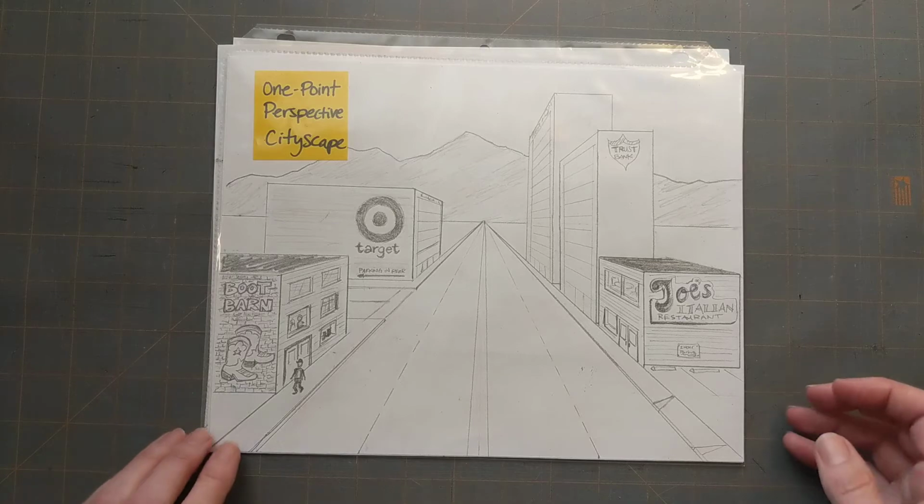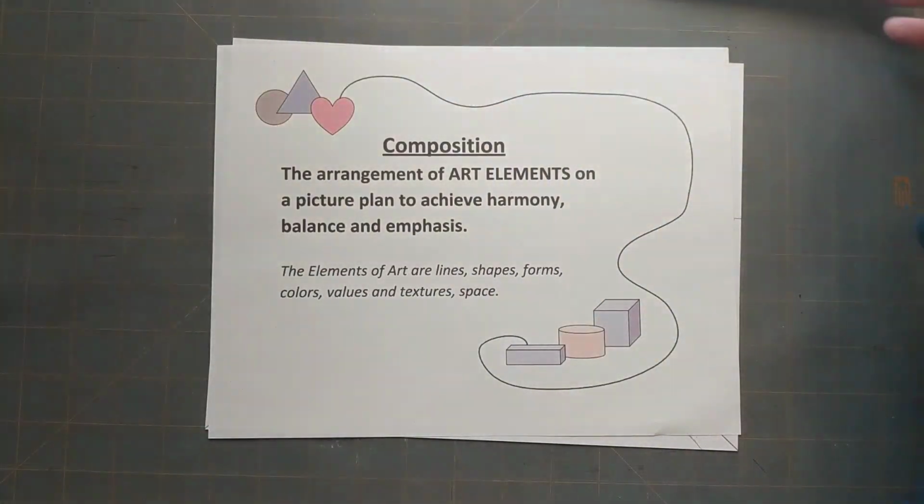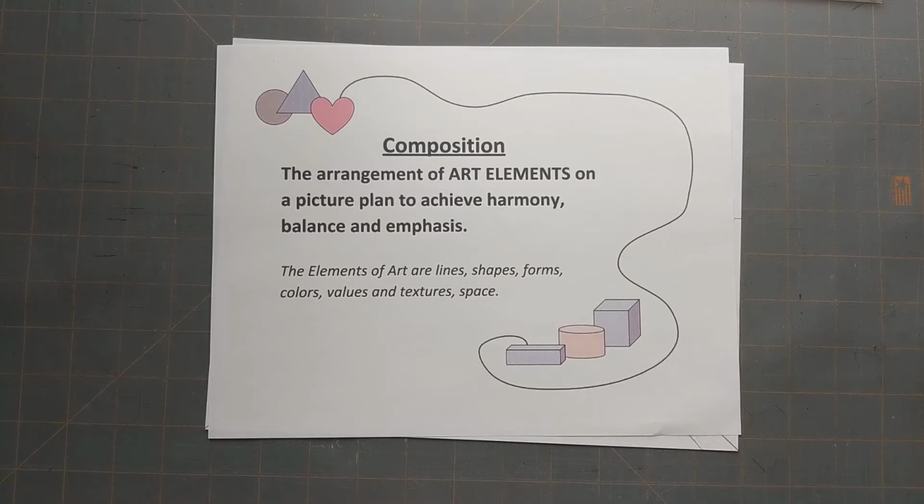And what is a composition? I know you've probably seen that word a couple times recently. I think it was on the test. A composition is the arrangement of art elements on a picture plane to achieve harmony, balance, and emphasis. So the elements of art, lines, shapes, forms, colors, values, textures, and space are like the ingredients, and we are using those ingredients and arranging them on the picture plane in a way to achieve harmony, balance, and emphasis.